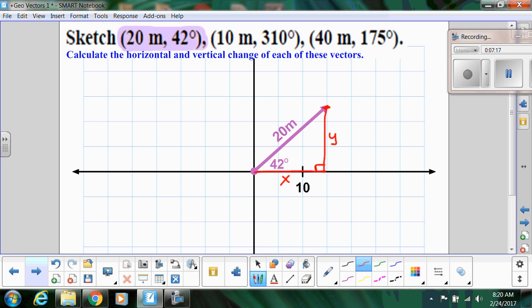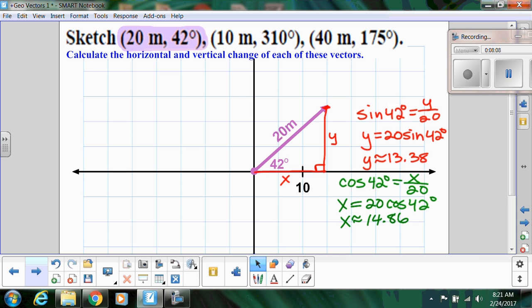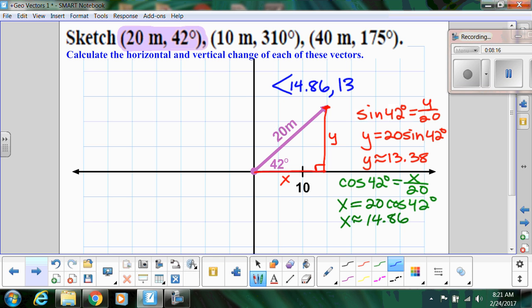So just like we just did, we said sine of 42 is equal to y over 20. If we cross multiply, y is going to be equal to 20 times the sine of 42 degrees. So I'm getting about 13.38. That's how tall that is. That's the vertical component. And then for the horizontal component, for the x, remember we said we were going to do cosine of that angle, and that would be x over 20. So cross multiply, and x is going to be equal to 20 times the cosine of 42. If you put that in your calculator, you get about 14.86. So that's not quite 15 all the way there. So the way we would write that as a vector is we would say the horizontal component is 14.86 and the vertical component is 13.38.